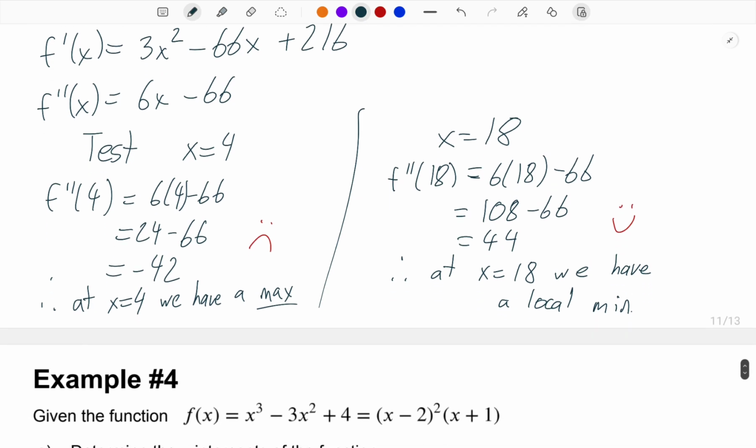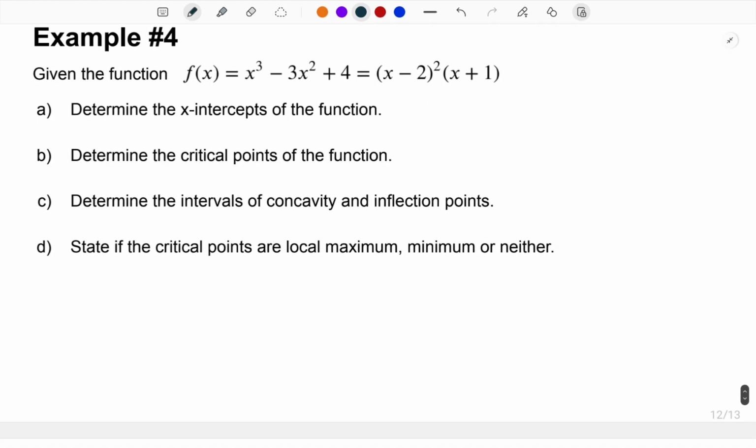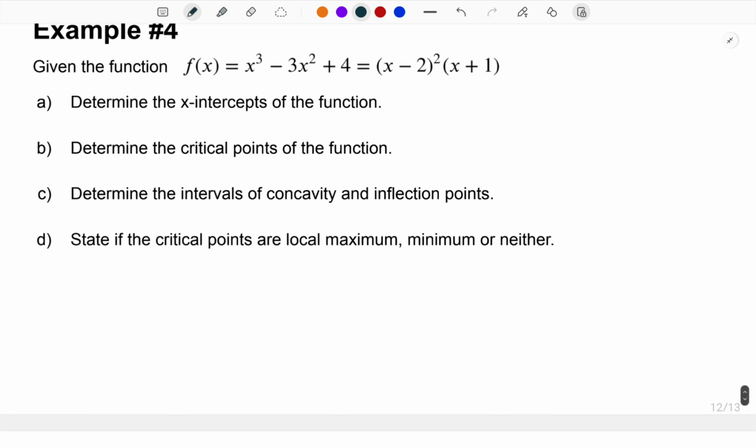Lastly, we basically want to put together everything we've done in the past couple of days now. This is really going to be the essence of this portion of the unit, because we're going to use all of this in the upcoming days to actually sketch some graphs more accurately. So we have a function here. We want to figure out what the x-intercepts are, what the critical points are, where it is concave up, where it is concave down, and whether we have maximums or minimums.